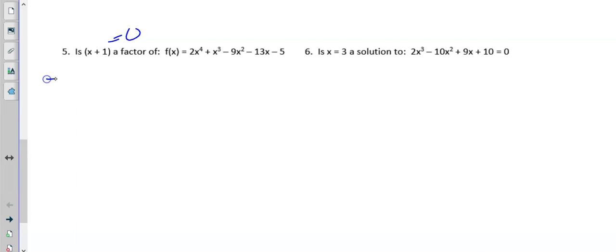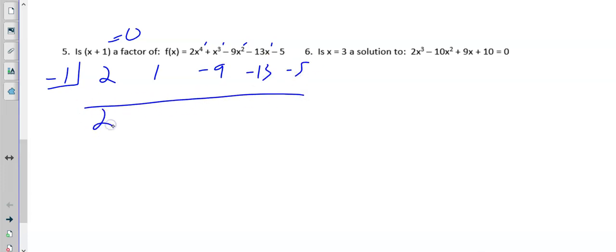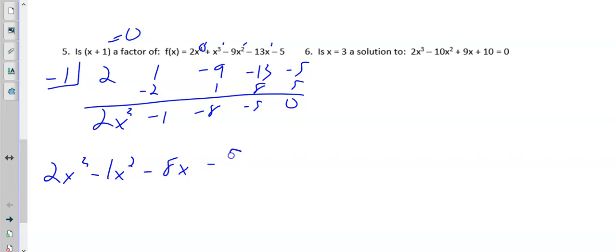x plus 1, that means negative 1 goes in the box. I have a 4, a 3, a 2, and a 1. No need for zeros. 2, 1, negative 9, negative 13, negative 5. Drop the 2, multiply by negative 1. Add straight down, multiply by negative 1. Add straight down, multiply by negative 1. Add straight down, multiply by negative 1. I have 0. Again, starting with a cubic, this is going to be x cubed. So 2x cubed minus 1x squared, or just minus x squared, minus 8x minus 5.